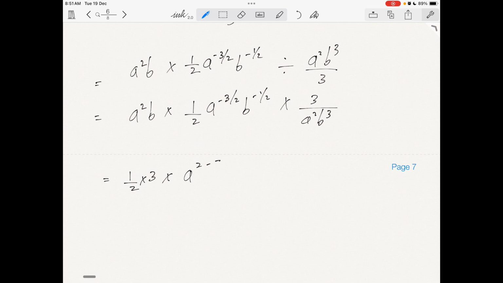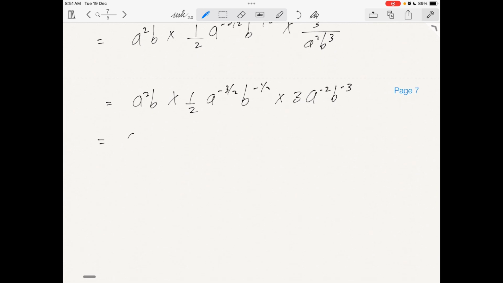That's a to the minus 3 over 2, right? And this itself will give us a raised to power minus 2 b raised to power minus 3. So a squared b multiplied by 1 over 2 a raised to power minus 3 over 2 b raised to power minus half, multiplied by 3 into a raised to power minus 2 b raised to power minus 3. So that's a squared b. Bring out my coefficients, 1 over 2 times 3 multiplied by a squared.